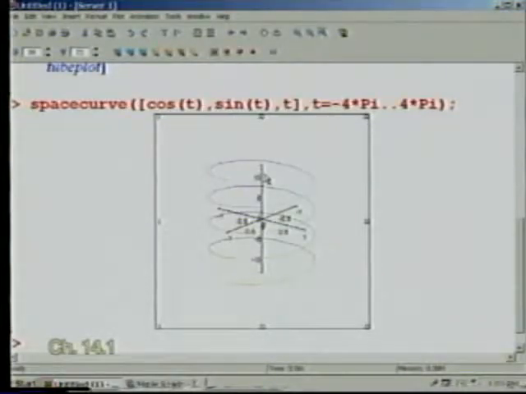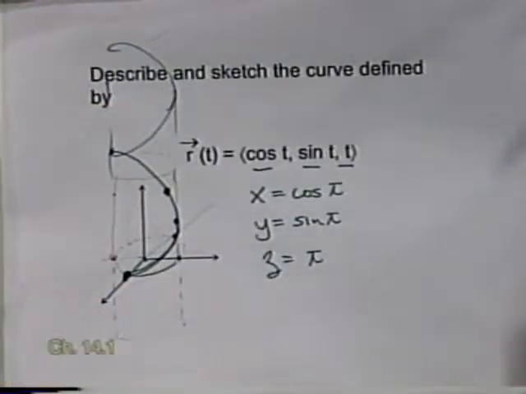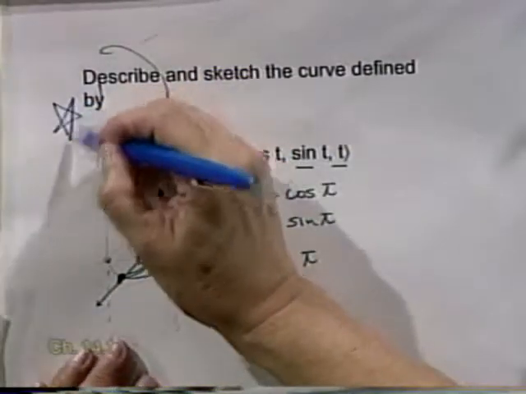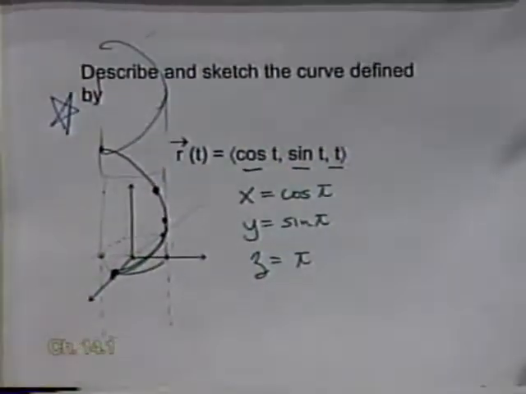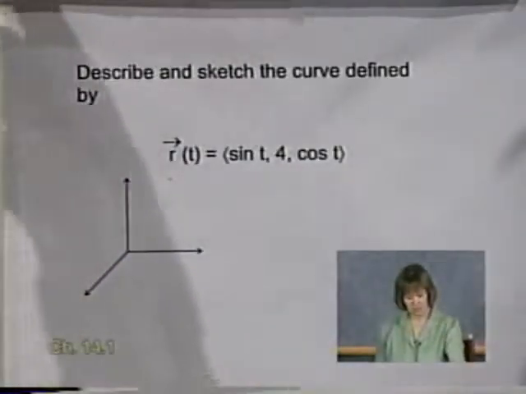One of my absolute favorite graphs for vector valued functions, guaranteed. Put a star by it. It is on your test. It will be. Okay? All right. Let's do a different one.